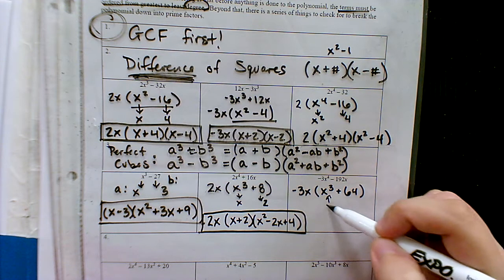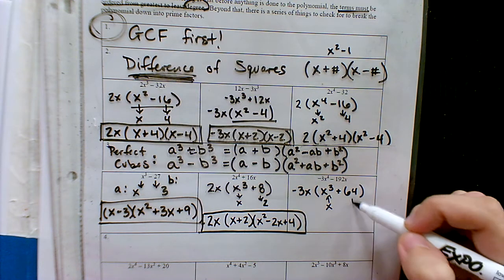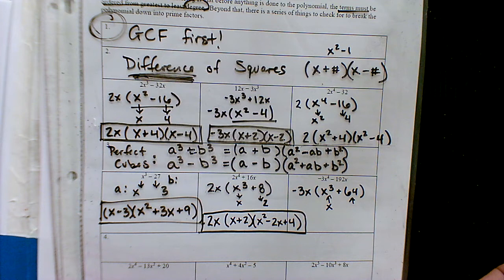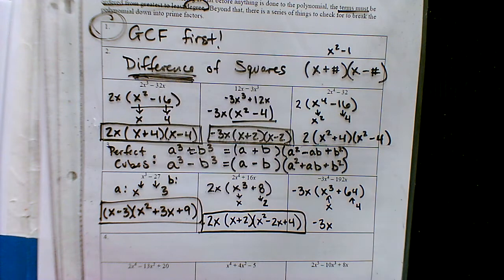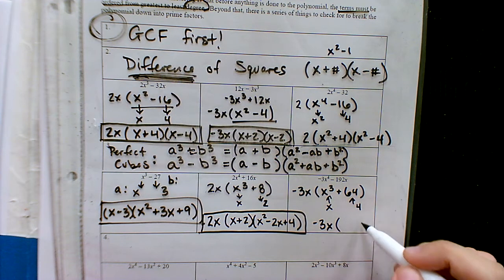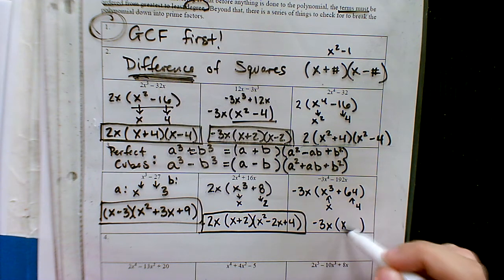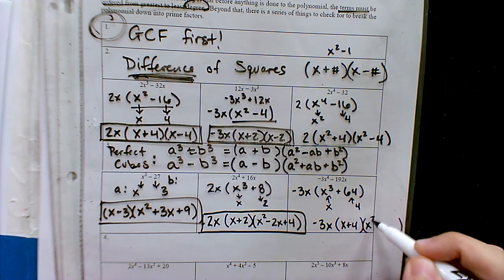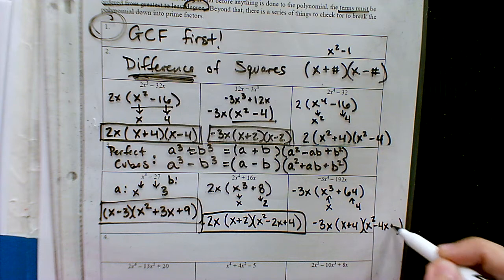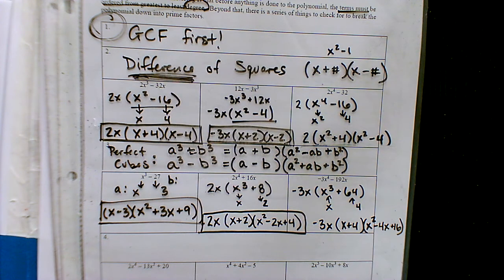Perfect cubes. Okay, so the perfect cube root for x cubed is x. What about for 64? What times what times what is 64? Yeah? 4. All right, and we are adding the cubes together, so we'll go ahead and use the first line for our formula. So we'll have the GCF of negative 3x. Our first factor would be x plus 4. And then the second factor, x squared minus 4x plus 16.